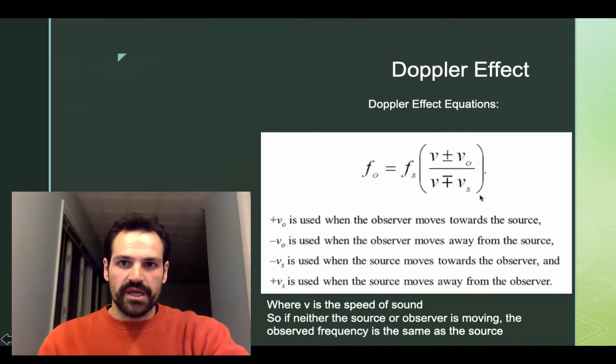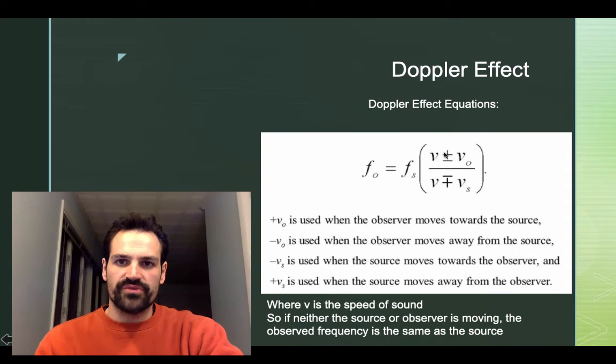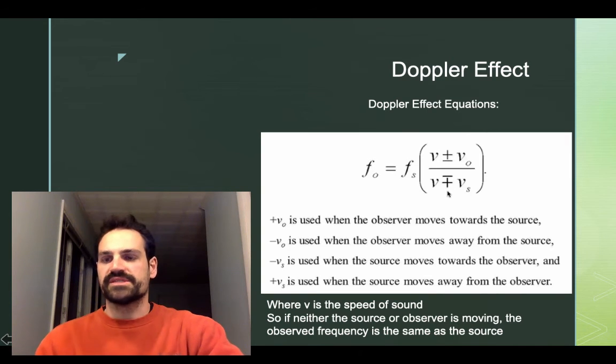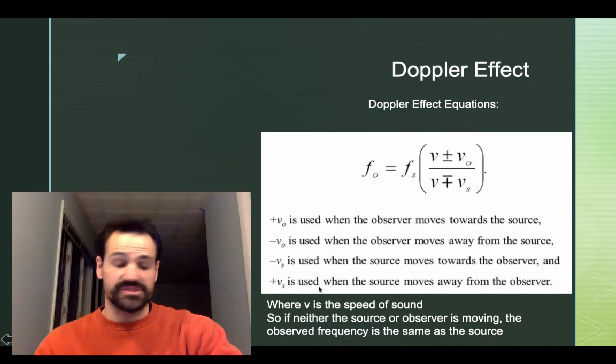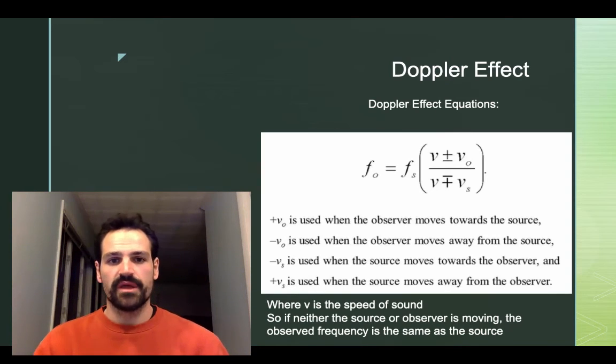So you can memorize this equation, but I think you should be able to intuitively think about whether these should be positive or negative instead of memorizing these 4 situations. If you can memorize all 4 of them, kudos to you, good for you.